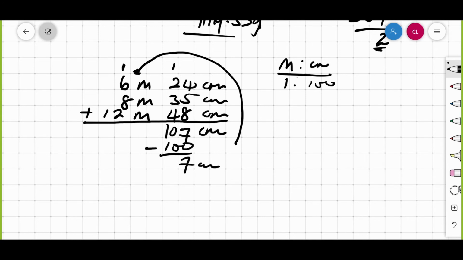Let's add this side now to get our meters. So 2 and 8 is 10. 10 and 6 would be 16. 16 and 1, 17. 7, carry 1, and 1 would be 2. So the sum of all of that would be 27 meters and 7 centimeters. See that?